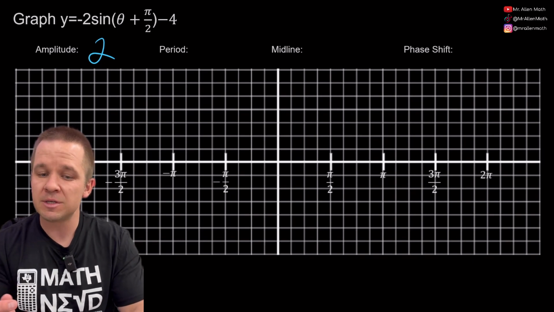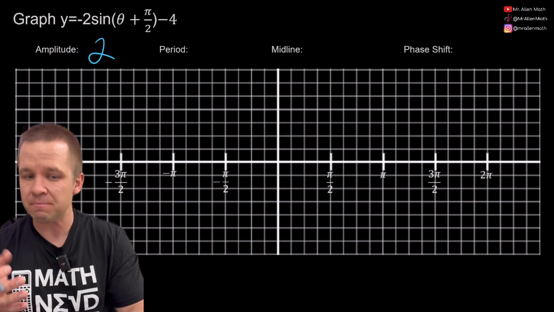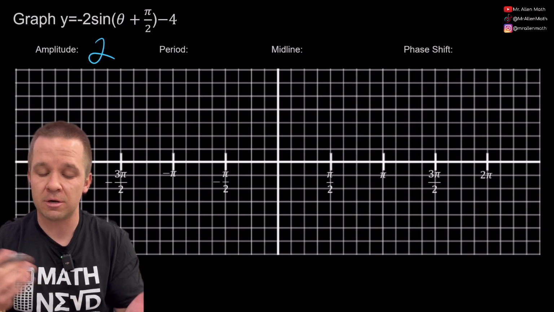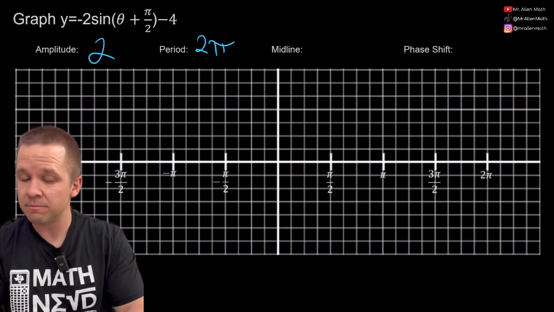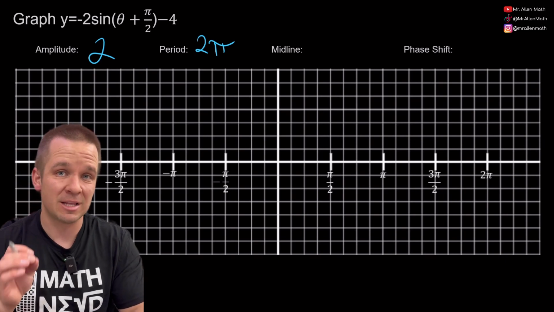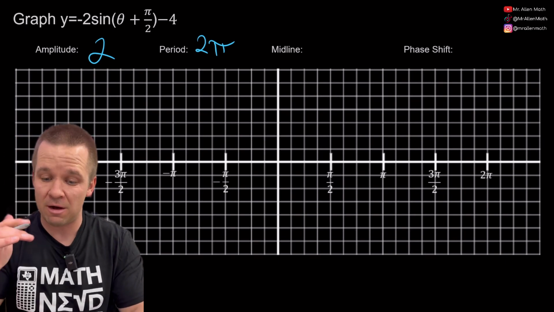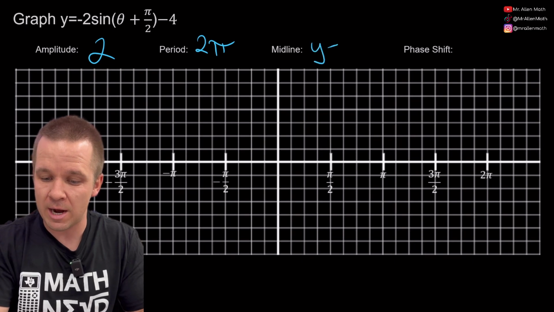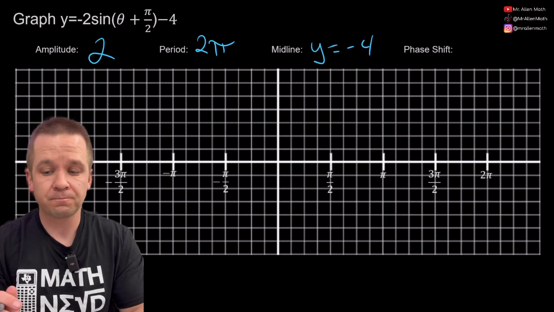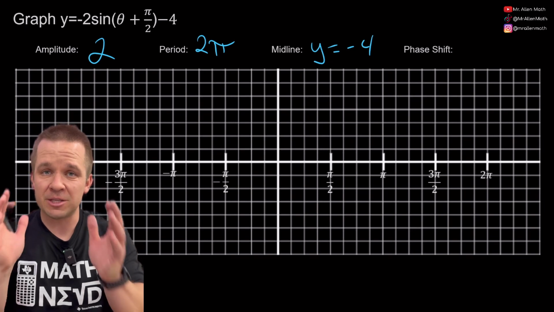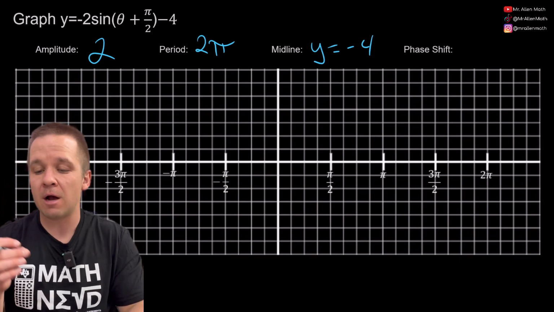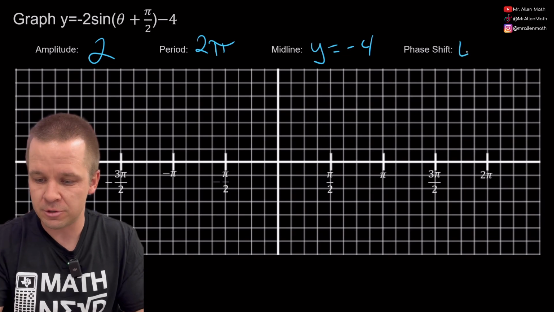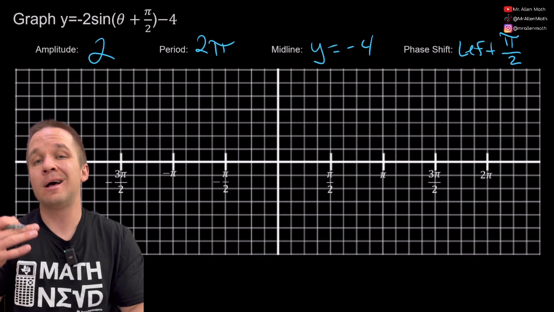Now for the period, since there's nothing multiplied to the theta inside of that sine function, the period is just 2 pi. My midline has to do with the number on the outside, the -4. It's going to shift down 4, so my midline is y equals -4. For the phase shift, that's what's added or subtracted on the inside of the sine function. Since I'm adding pi over 2, I'm going to go left pi over 2. Remember, it's opposite on the inside.